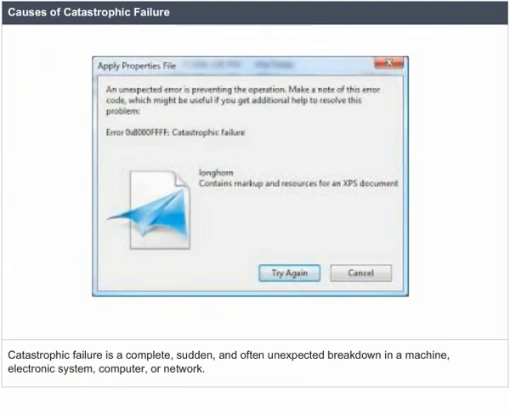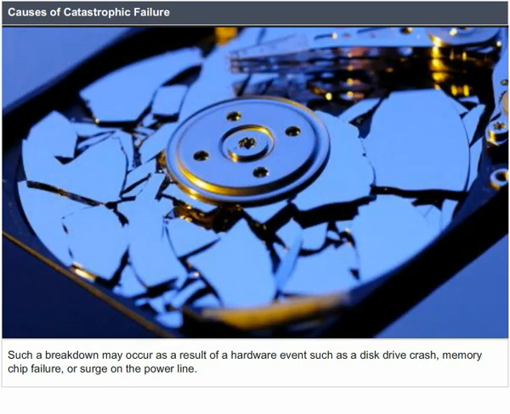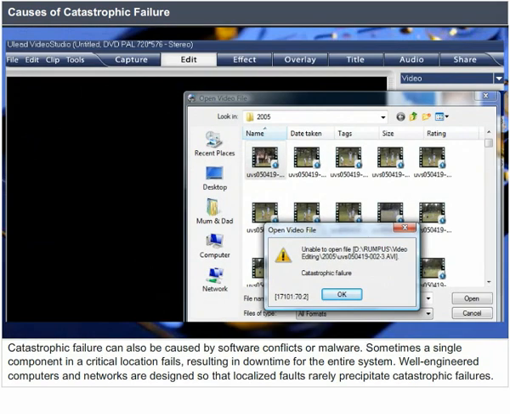Causes of catastrophic failure. Catastrophic failure is a complete, sudden, and often unexpected breakdown in a machine, electronic system, computer, or network. Such a breakdown may occur as a result of a hardware event such as disk drive crash, memory chip failure, or surge on the power line. Catastrophic failure can also be caused by software conflicts or malware. Sometimes a single component in a critical location fails, resulting in downtime for the entire system. Well-engineered computers and networks are designed so that localized faults rarely precipitate catastrophic failures.